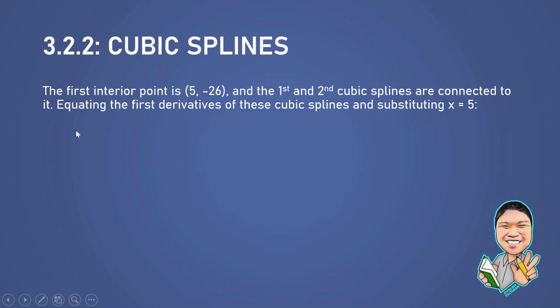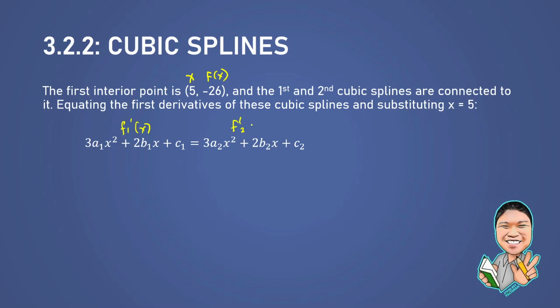So, the first interior point is 5, negative 26, and the first and second cubic spline are connected to it. Equating the first derivative of this cubic spline and substituting x equals 5 kasi syempre this is x and f of x. So, ang lalabas, ito yung derivative ng unang spline and ito naman yung derivative ni second spline. All you need to do is transpose mo lang itong lahat ng nasa kanan papunta sa kaliwa. So, magiging negative siya. So, 3a sub 1 x squared plus 2b sub 1 x plus c sub 1 minus 3a sub 2 x squared minus 2b sub 2 x minus c sub 2 equals 0.